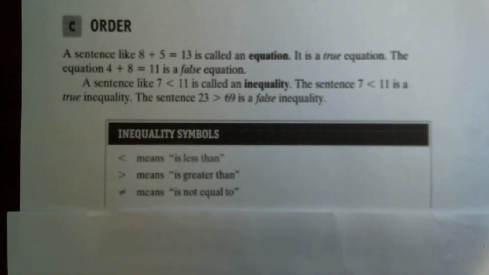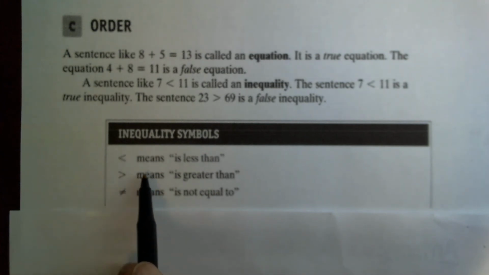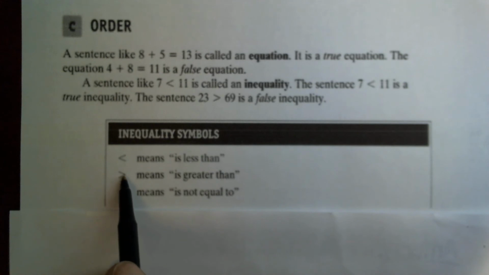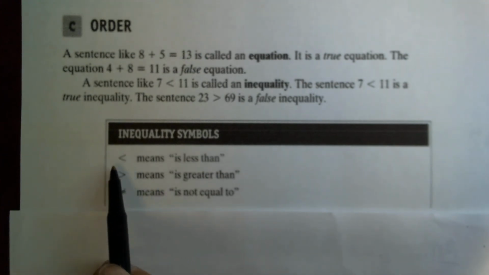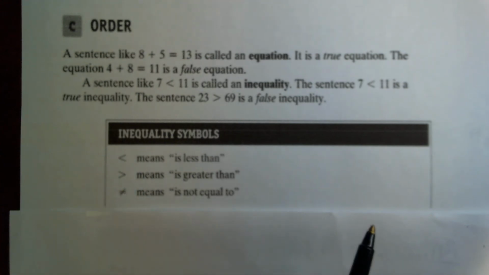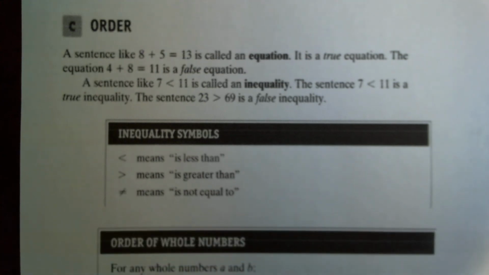So here are the inequality symbols. When the point goes to the left, it means less than. When the point goes to the right, it means greater than. And when we have an equals sign with a bar or a slash through it, it means not equal to. So it's really important to keep these symbols correctly oriented. And so we'll be doing some examples in a moment here.